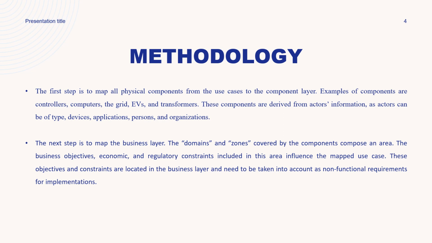The next step is to map the business layer, the domains and the zones covered by the components compose an area. The business objectives, economy, and regulatory constraints included in this area influence the mapped use case. These objectives and constraints are located in the business layer and need to be taken into account as non-functional requirements for implementation. And these steps go on.